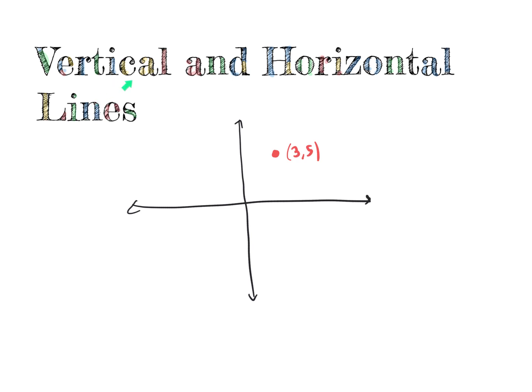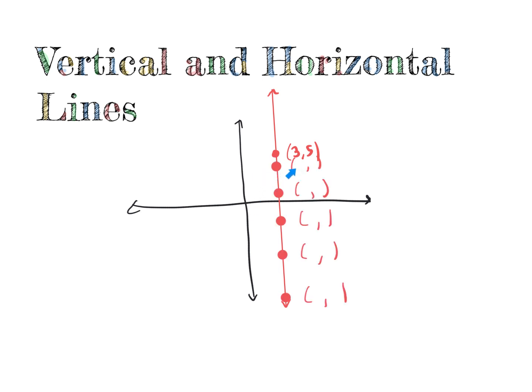Let's talk briefly about vertical and horizontal lines. If there was a line that went through this point and was vertical, it would look like this. And what if we considered other points on this line besides just 3, 5?